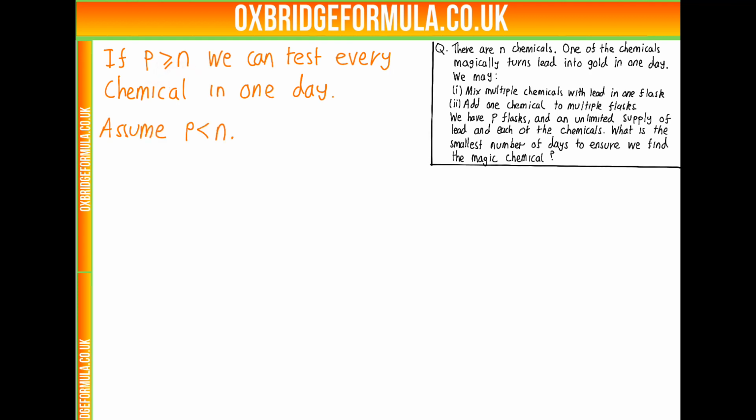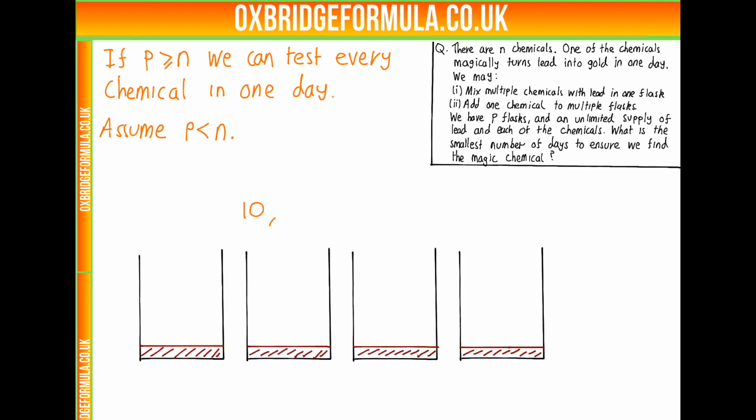So we'll go for the case that is more difficult, P less than N. It's very hard to plunge straight into this, so let's do an example. Let's say P is 4, N is 10. So we'll have 4 flasks and 10 chemicals to begin with. We'll try and work out how to do this for P equals 4, N equals 10, and then replicate our strategy for general P and N.